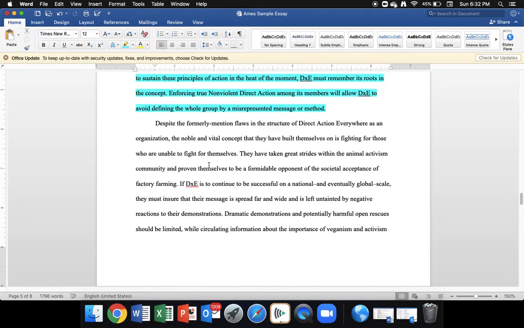Continuing. Despite the formerly mentioned flaws in the structure of Direct Action Everywhere as an organization, the noble and vital attempt that they have built themselves on is fighting for those who are unable to fight for themselves. Great transition here. They have taken great strides within the animal activism community and proven themselves to be a formidable opponent of the societal acceptance of factory farming.